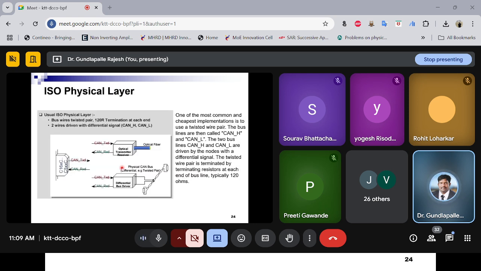Now this is an implementation of a CAN bus in the OSI physical layer, which has CAN transmitted data and CAN received data. If it is an optical transmitter and receiver, both will be bound in an optical fiber. And if it is a twisted pair, both the wires are twisted and used between the two ends.